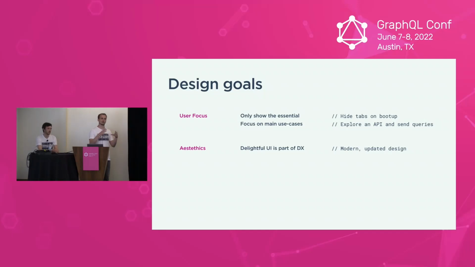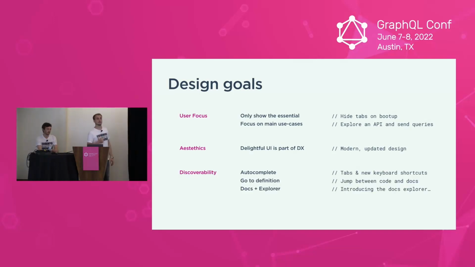We believe that good user experience is not just having good keyboard shortcuts and fast workflows. It actually should be delightful to look at. Discoverability. GraphQL, as we know, is a graph. You have fields related to each other, types related to each other. And that is something we need to explore. We need to find out what the relations are to be able to build up our mental model. And so tools like auto-completion, go-to definition, and a docs and explorer are important here.